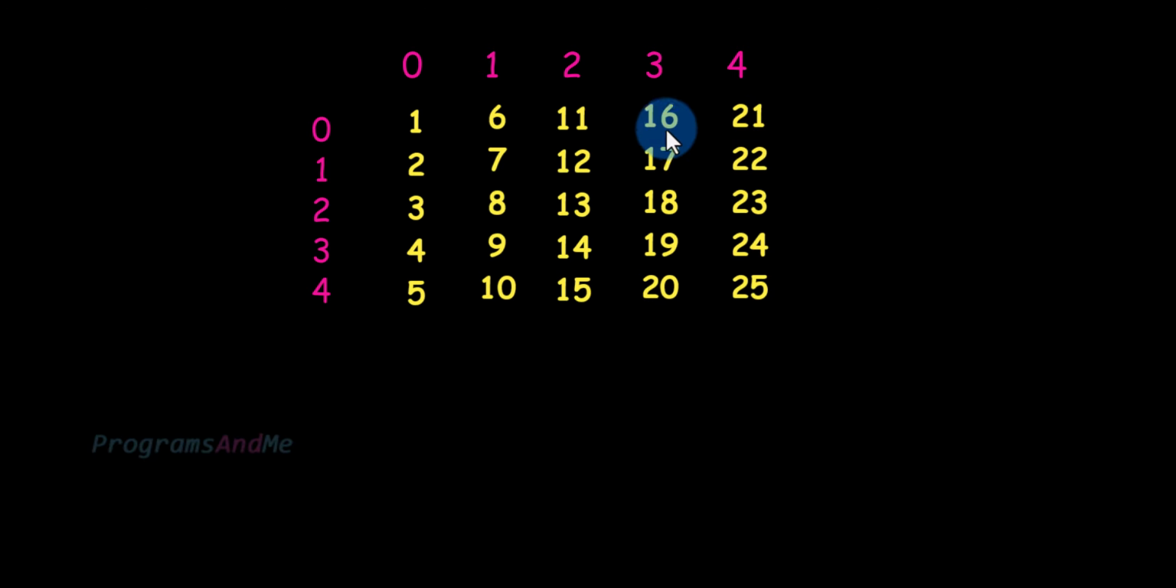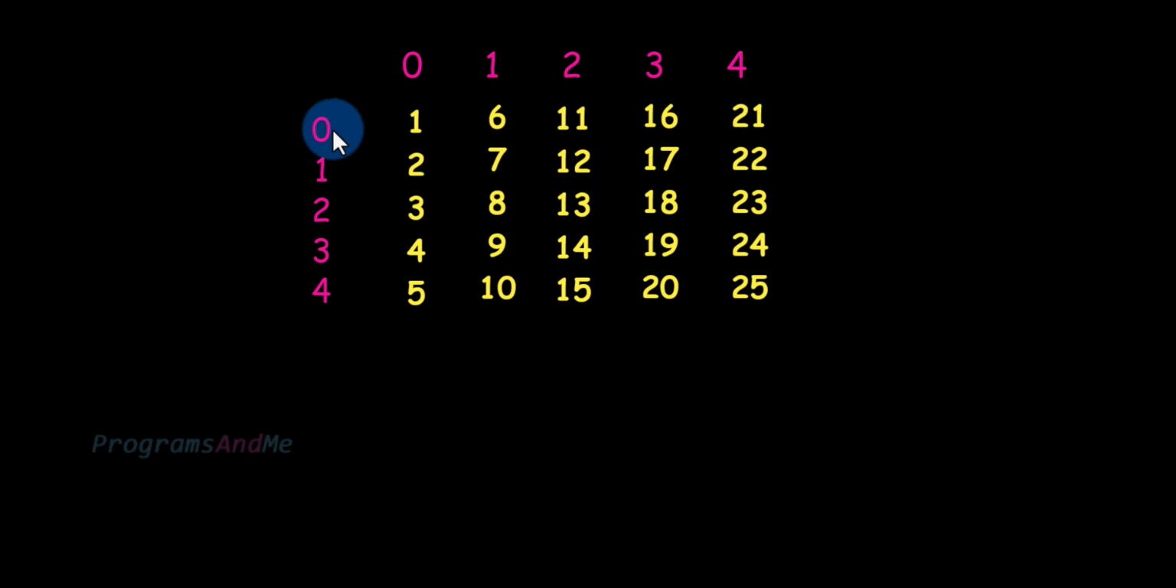To get these numbers, we need to add 5 or number of rows to this number. To get this number, we need to add 5 or number of rows to this number. To get this number, we need to add number of rows to this number. To get this number, we need to add number of rows, that is 5, to this number. So we'll get that. But what about these numbers?